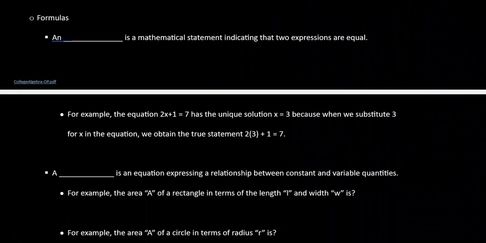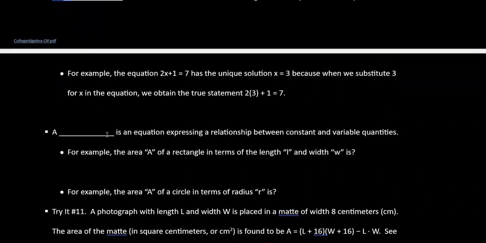All right, next section, formulas and equations. An equation is a mathematical statement indicating that two expressions are equal. So, for example, the equation 2x plus 1 equals 7 has the unique solution 3 because when we substitute 3 for x in the equation, we obtain the true statement 2 times 3 plus 1 equals 7.